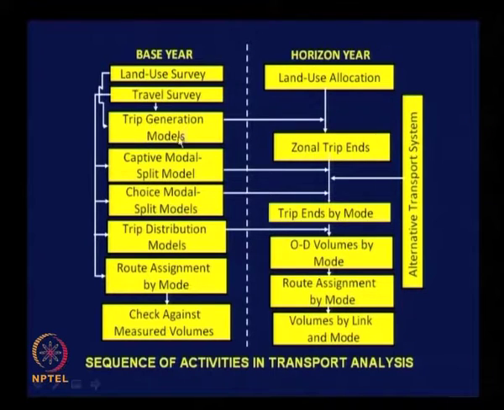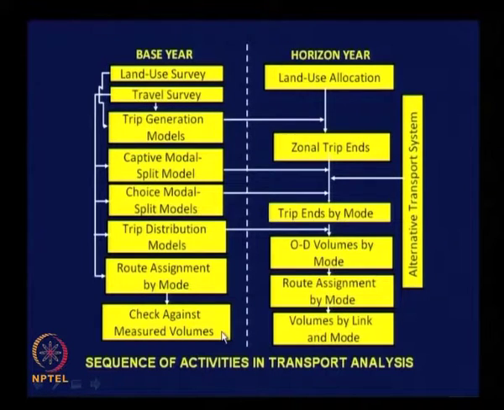You do all the steps in respect of passenger transportation and get finally route assignment by mode, which can be used to check against measured volumes. As I mentioned to you earlier, the measured volumes will contain both passenger vehicles as well as goods vehicles.